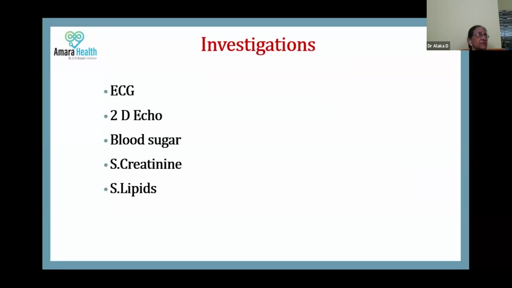What are the investigations once we find that the patient is hypertensive? What are the investigations that we should ask for? The first is ECG. Because as I said, with this increased diastolic pressure, when the left ventricle is pushing the blood or pouring the blood into the aorta under a great pressure, the left ventricular muscles also will be hypertrophied. So ECG will show left ventricular hypertrophy.